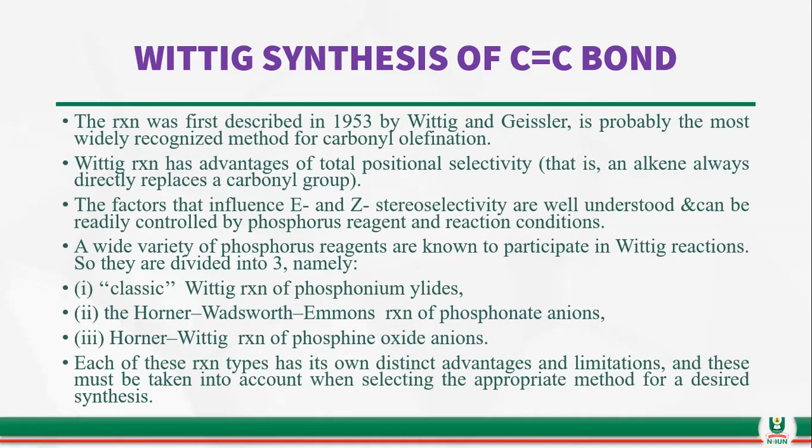Each of these reaction types has its own distinct advantages and limitations, which you must know. And this must be taken into account when selecting the appropriate method for a desired synthesis. If you know the limitation of the classic Wittig reaction, and the synthesis you want to do at that time will expose you to such limitation, then you know that you are not to pick the classic Wittig reaction method. That's why you must know each one of them and their advantages and limitations. And when you know that, you know when to use any one of them.